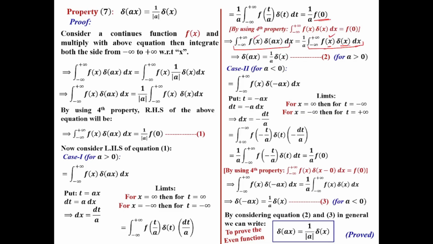Common term for LHS and RHS, common function f(x) integrated with x, limits are also the same. So if LHS is equal to RHS, that means delta(ax) should be equal to 1 by a delta(x). So that implies delta(ax) will be equal to 1 by a delta(x). Let this be your equation number 2. We found this result by considering a greater than 0.